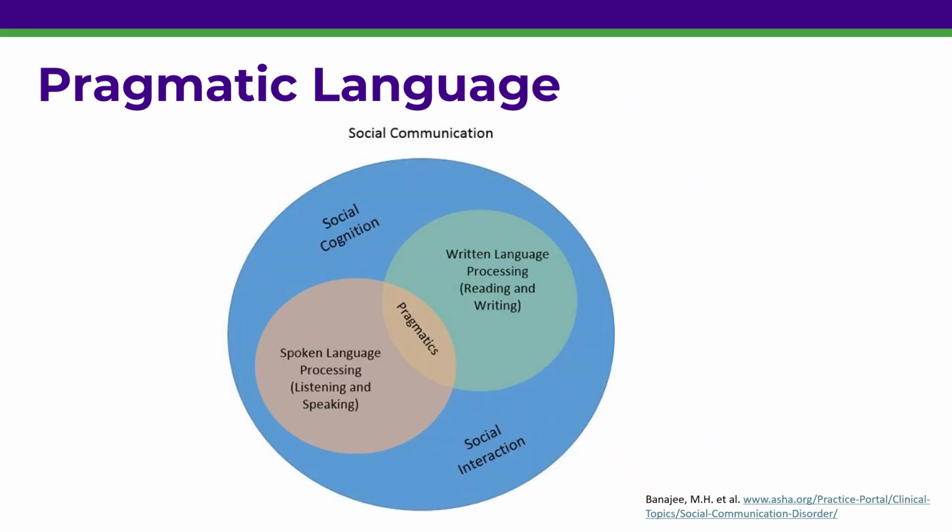Let's talk for a moment about pragmatic language. This is social communication. So this is the combination of potentially spoken or nonverbal and verbal communication, looking at our social interactions, social cognition, combining it all together, all those pieces of subtext to use language functionally with different people across different settings.